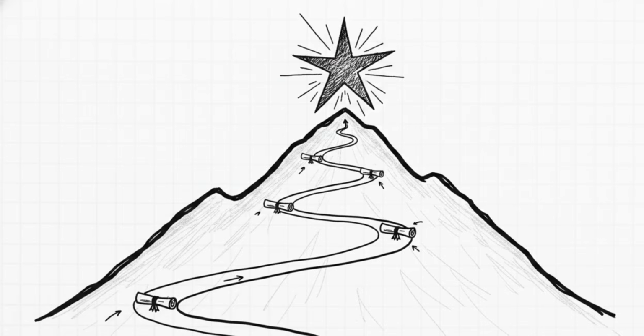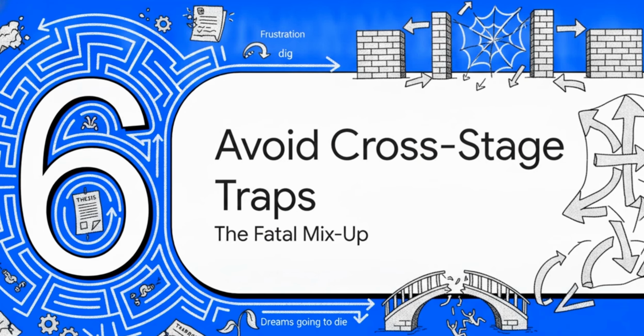Choosing a topic where the outcome is a total mystery until year 4, that is an unacceptable risk. You absolutely need a topic that yields publishable results along the journey, so you're constantly validating that massive, overarching creative endeavor. Which leads us perfectly into section 6, avoid cross-stage traps, the fatal mix-up.